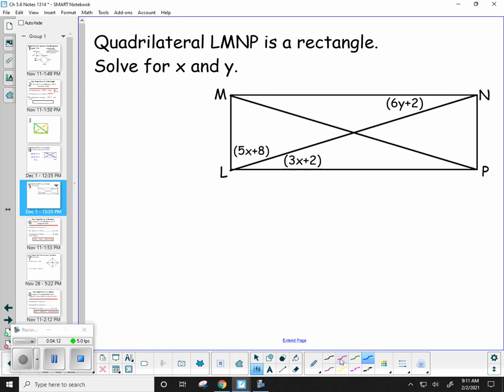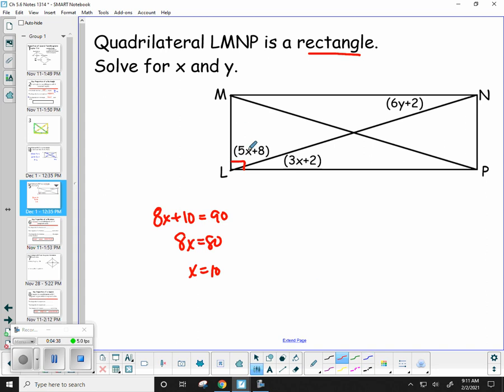In this example, we're going to look at some angles. It says we have a rectangle again, so I know I have right angles. So I know that there's a right angle, which means I should be able to add those 2 expressions together to equal 90 degrees. So I'd have 8x plus 10 equal 90 degrees. Subtract 10 from both sides, I have 8x equals 80. Divide by 8, I have x equals 10.